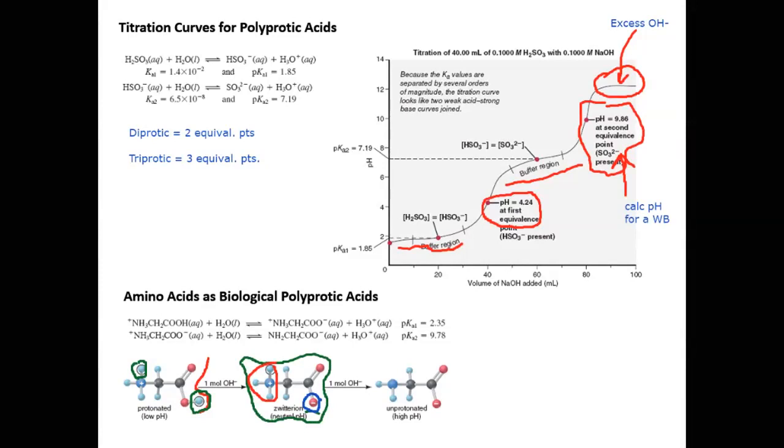Now, if you add enough base, you can remove that extra proton on nitrogen so that you have a fully unprotonated amino acid at high pH. So at high pH, it's fully unprotonated. At low pH, it's protonated. At neutral, only the hydrogen on the carboxylic acid group is removed to form the carboxylate. And so biological polyprotic acids would have 2 humps as well.